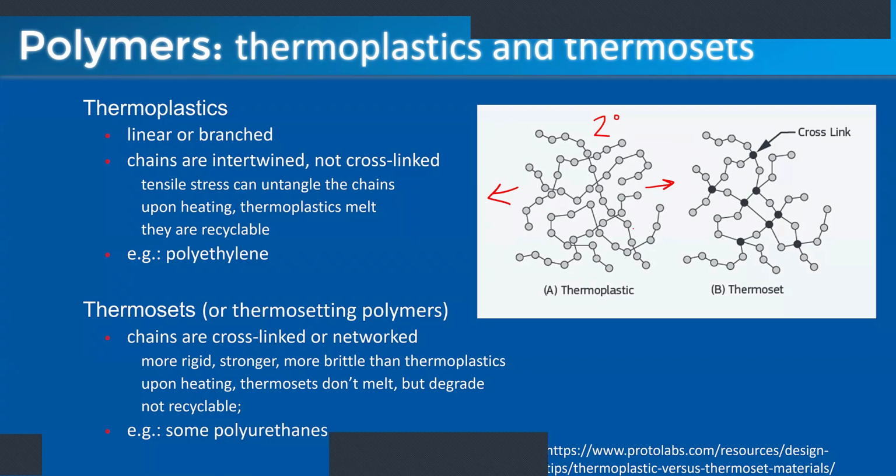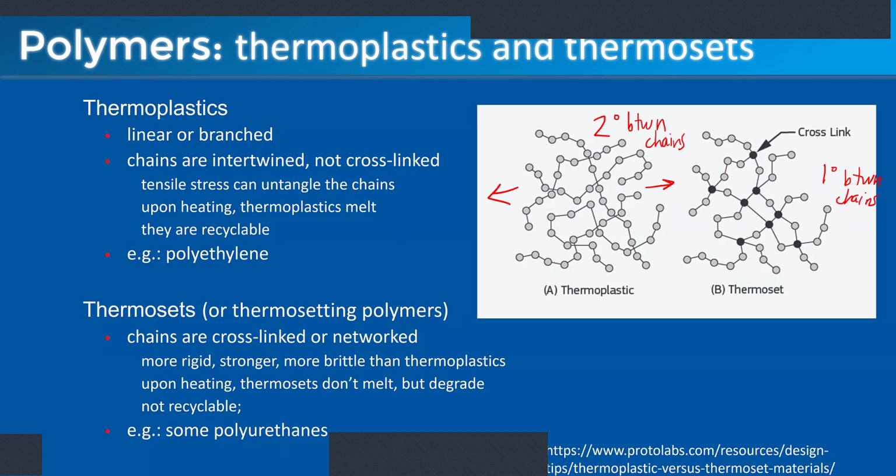By contrast, a thermoset material actually has primary bonds between chains. So it's much harder to deform. If we apply a force to a thermoset material, it might deform elastically a little bit and then spring back.